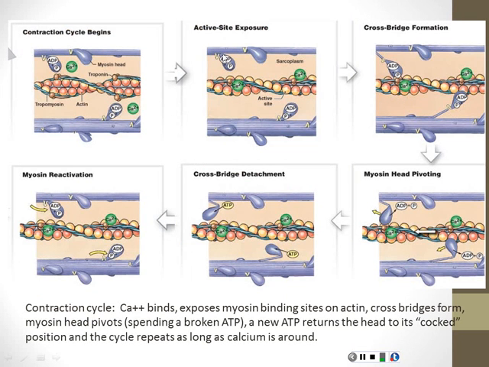So once the active sites are exposed here, as long as there's ATP around, myosin is going to attach to the actin. It's going to pull that actin. Then it's going to reset using ATP and then repeat. So we'll go like this, and the sarcomere will continue to shorten until there's no longer any calcium around, and troponin moves tropomyosin back into its blocking position.